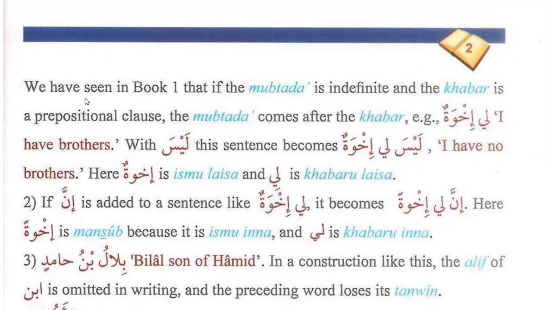Part number 2, if inna is added to a sentence like li ikwatun, it becomes inna li ikwatan. Here ikwatan is mansub because it is ismu inna and li is khabaru inna.